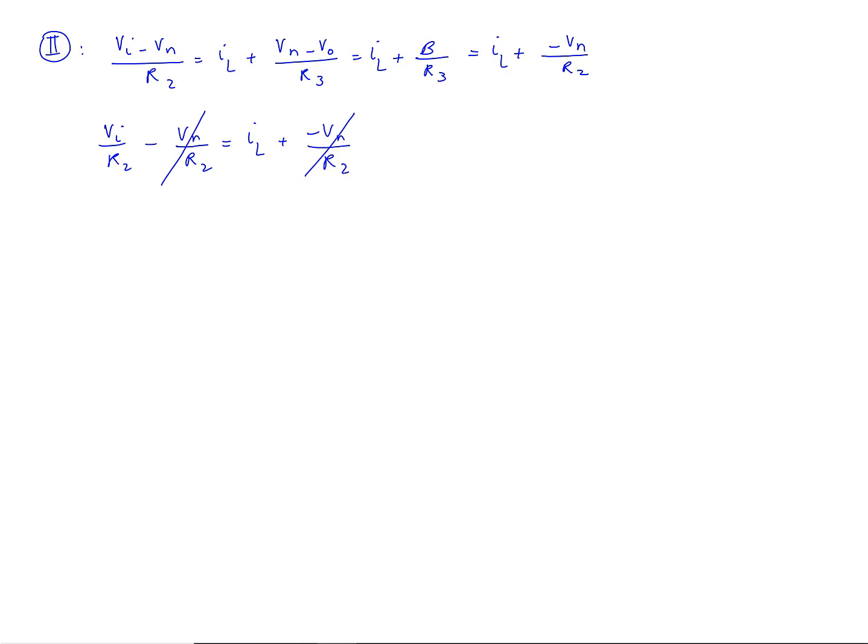These two cancel out. From there, Vi divided by R2 is equal to IL. So as you can see, IL is proportional to Vi and it is independent of the value of the load resistor. So it's going to operate as a current source or a transconductance amplifier.